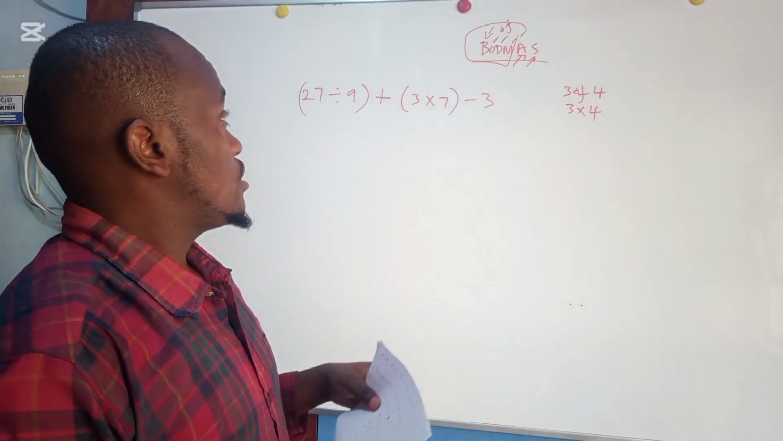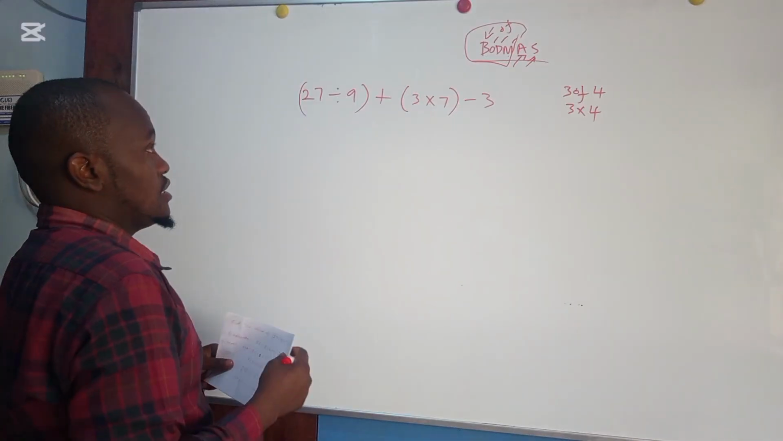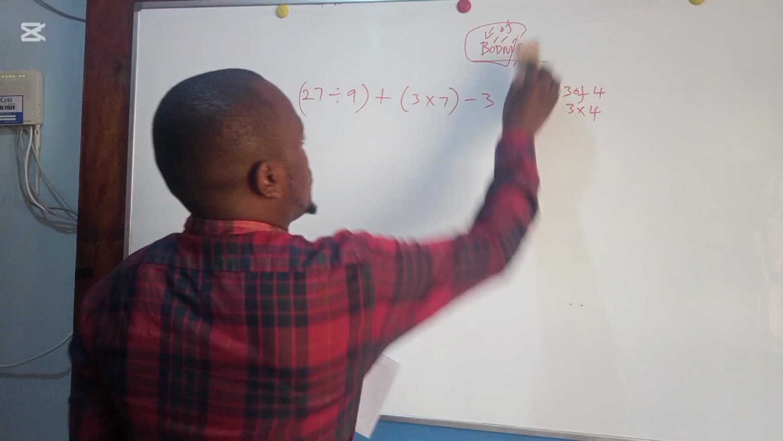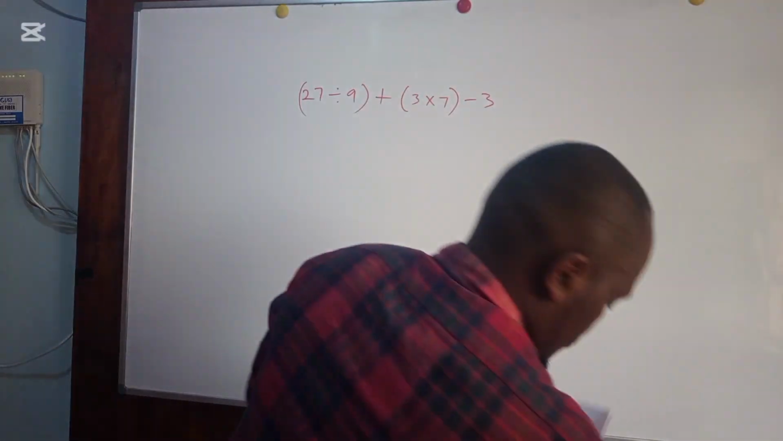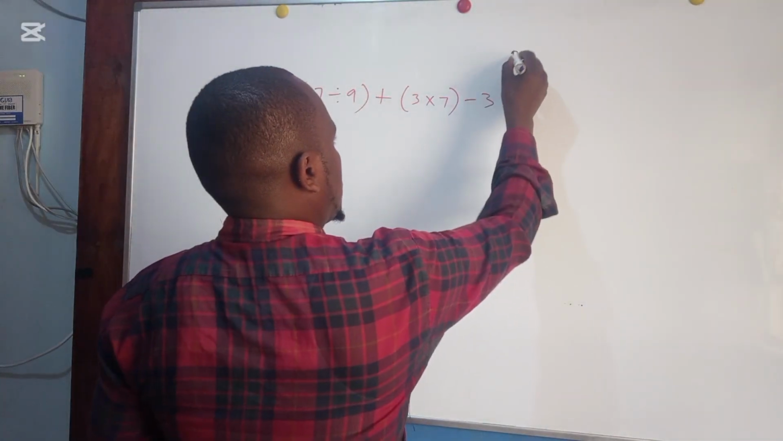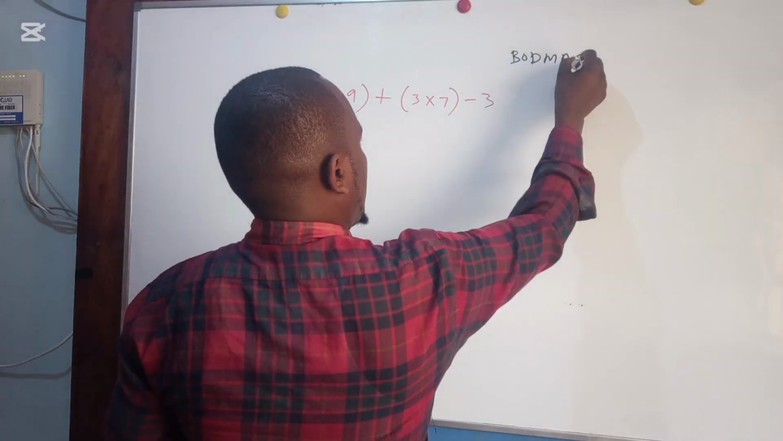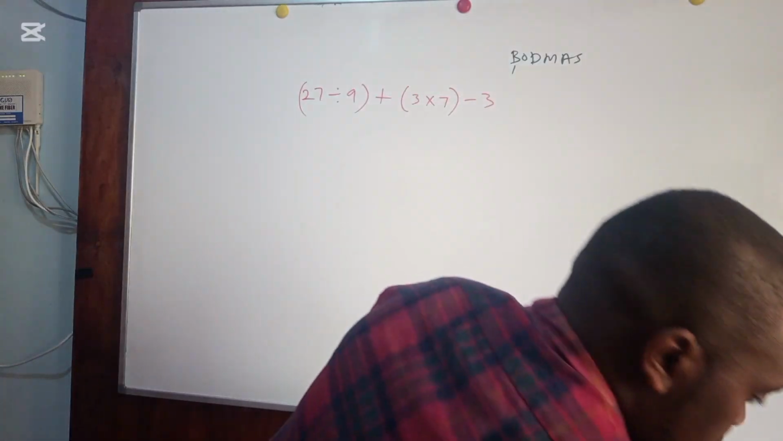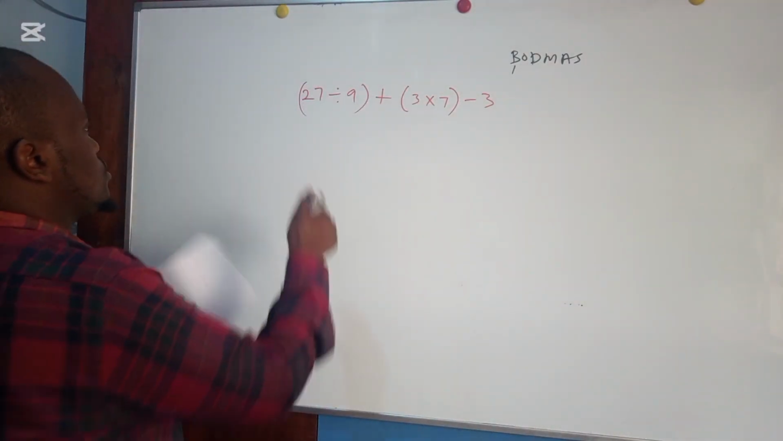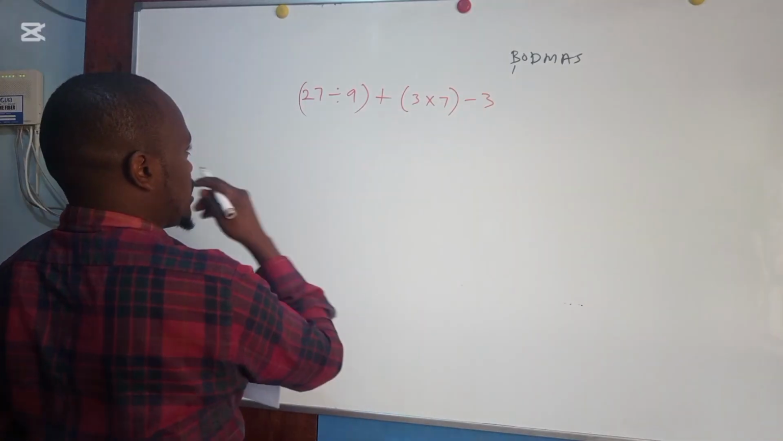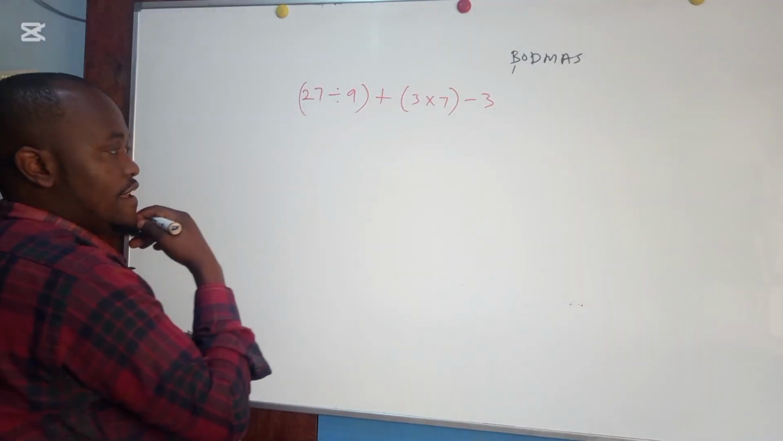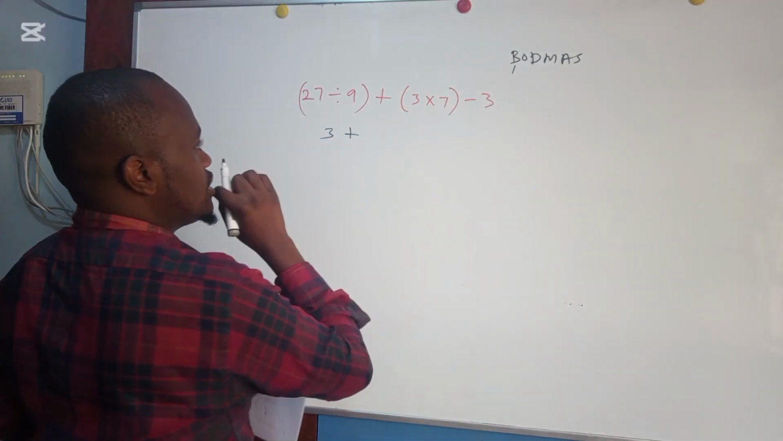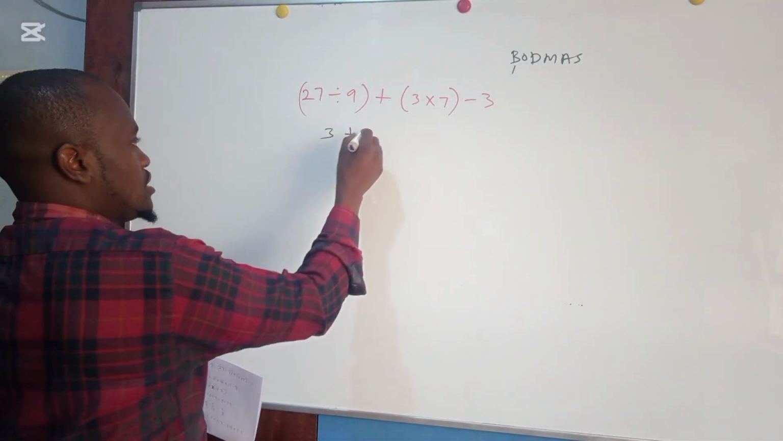So in this case, let us solve this. We've said you begin with BODMAS. You begin with brackets. So you're supposed to solve first what is in brackets. 27 divided by 9 should give you 3. Add what is inside here. 3 times 7, that is 21. Then you subtract 3.